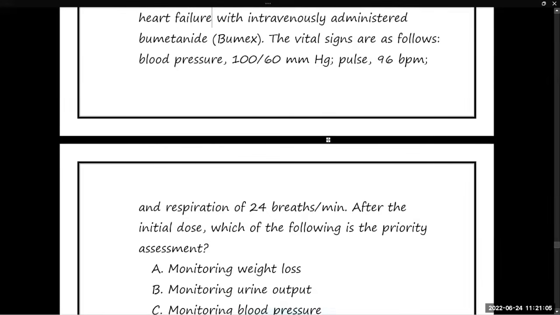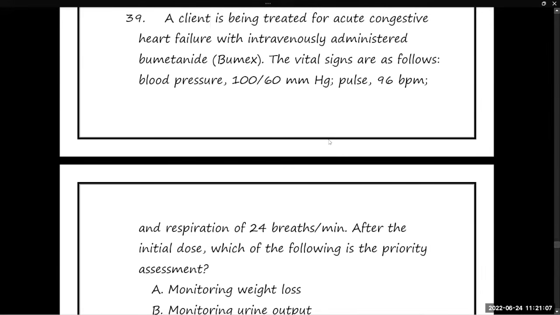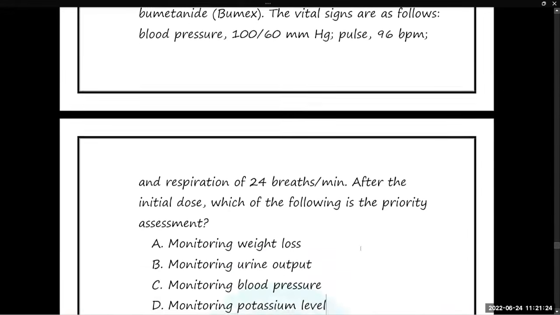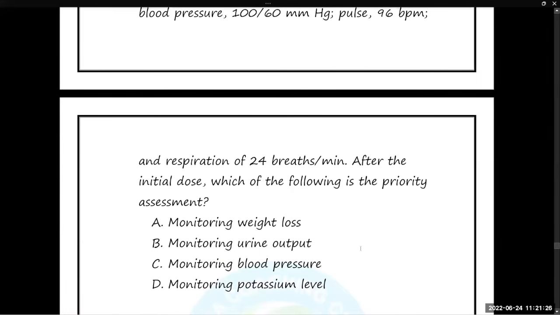When we compare with the vital signs, the patient's BP is only 100/60. So if you give medications along with this BP, it could cause further hypertension. So first, check BP, and then go for potassium level, urine output and weight. Clear? So the answer is not D, it's C.